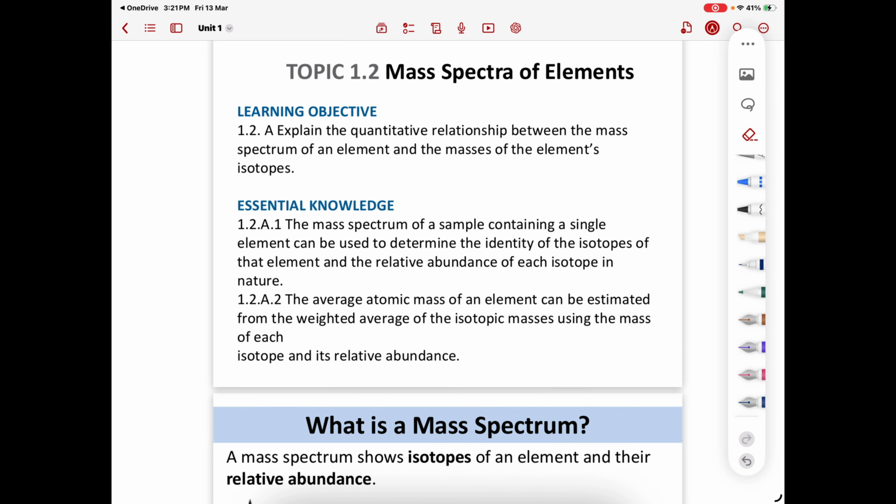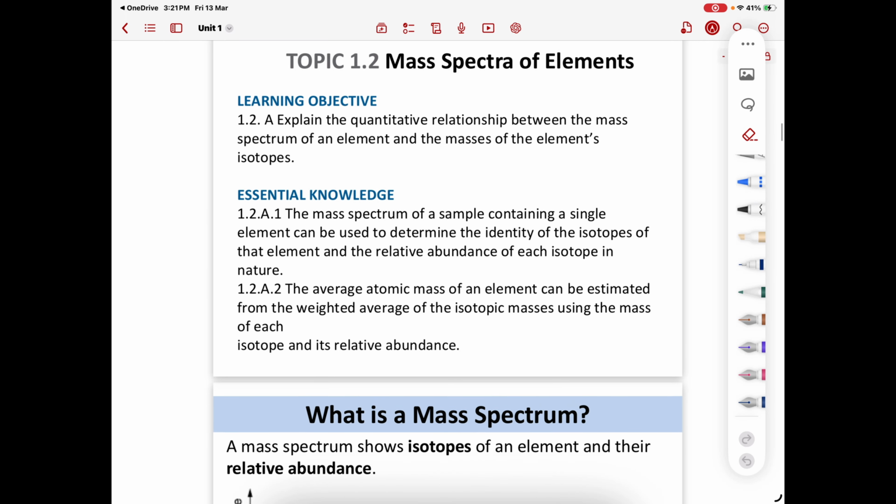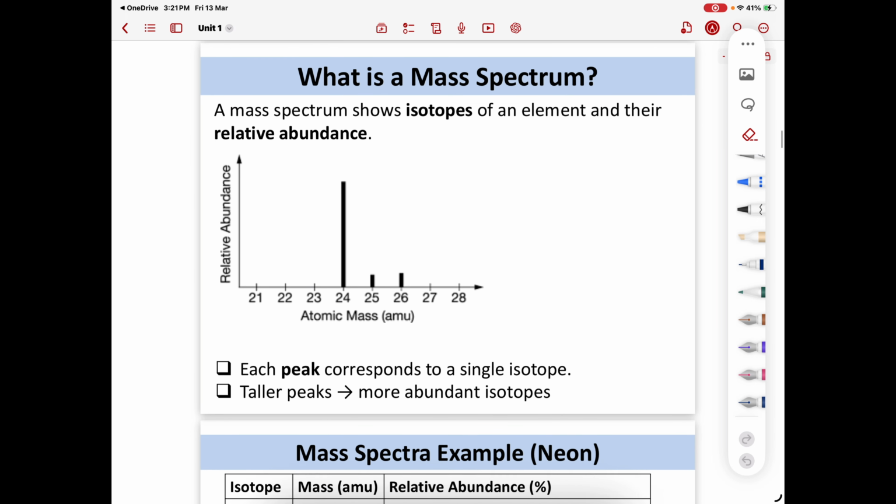We are reviewing 1.2 mass spectra of elements, a very interesting lesson. Before that, we have a mass spectrum. What is a mass spectrum? A mass spectrum shows the isotopes of an element and their relative abundance. So you can look here. This is called a spectrum.